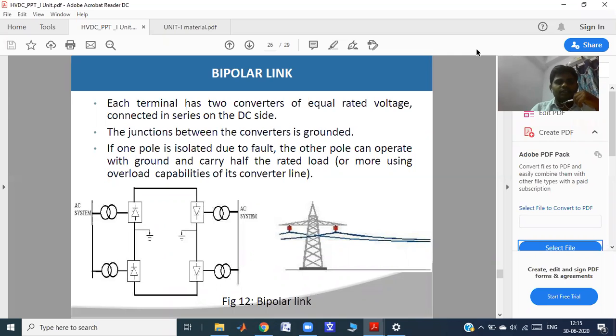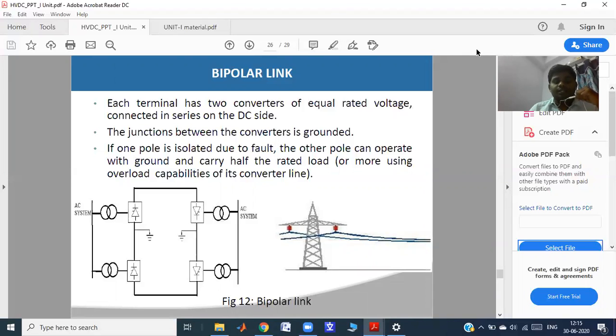If one pole is isolated due to a fault, the other pole can be operated with ground return and carry half of the rated load, or more using the overload capability of its converter and line. In the event of a fault in any one line, the power can be transmitted through the other healthy line with grounded return. That way, half of the power will be transmitted using this type of system. In India, we have adopted only this type of system among the three systems: monopolar, bipolar, and homopolar.